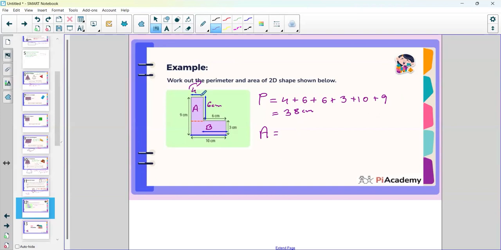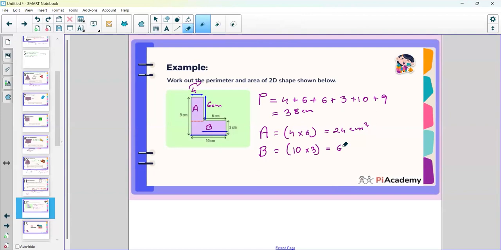And for the area, what is the area of A? It is a rectangle with length 4 and width 6. So 4 multiplied by 6, which is 24 centimeters square. What is the area of B? You have length as 10, width as 3. So 10 multiplied by 3, which is 30 centimeters square.